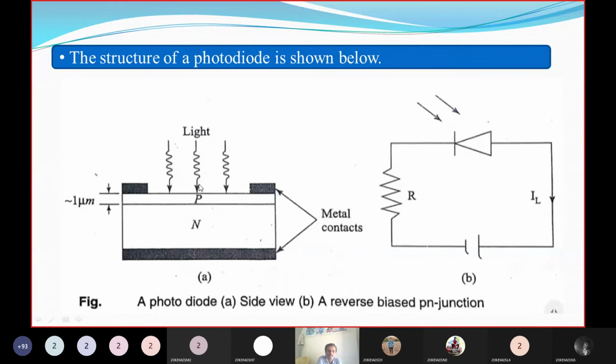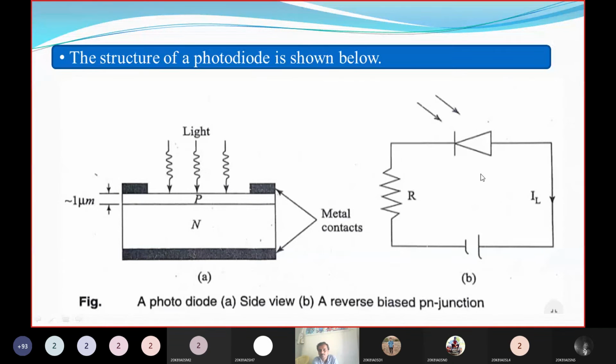In case of the P region, there will be some gap. Only in the P region, the metal contacts will be connected on the edges only. Why? Here some space is required to let the light in, to make the light incident. That's why we'll leave some gap on the P region. Okay, so this is the side view of the PN junction diode, that is the photodiode.